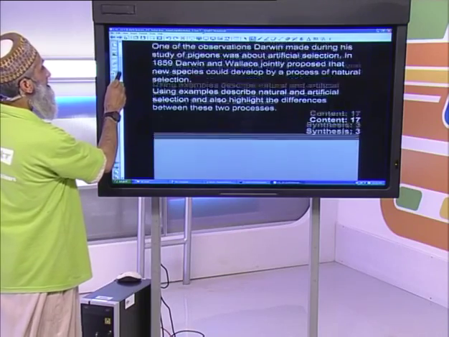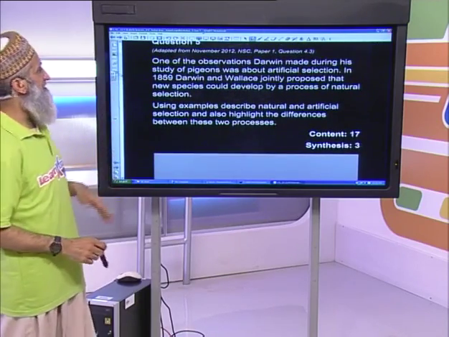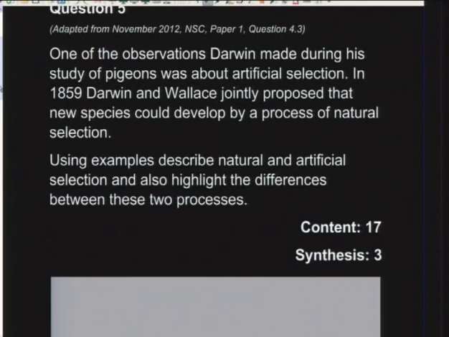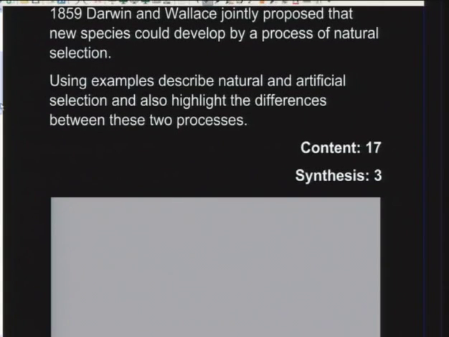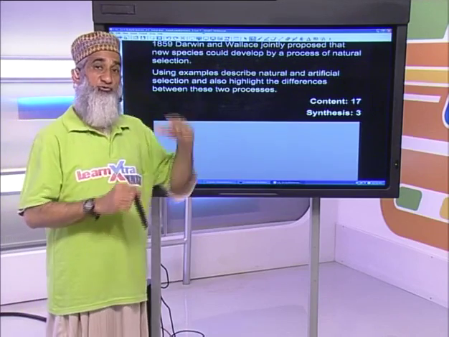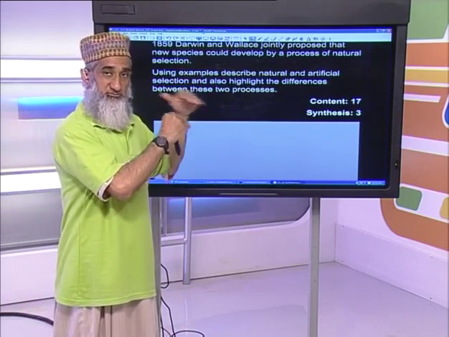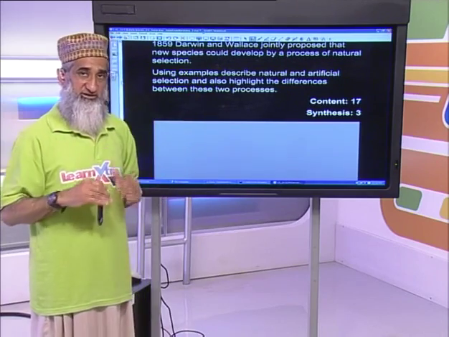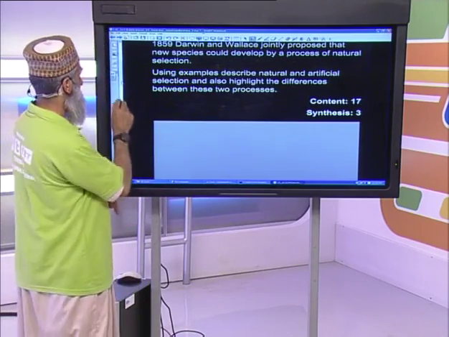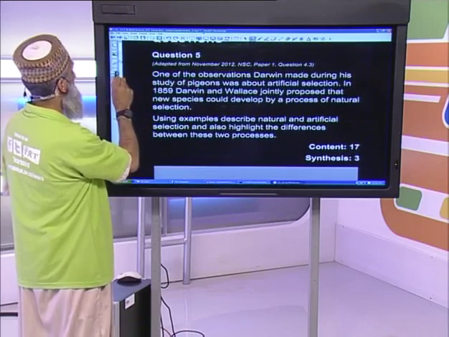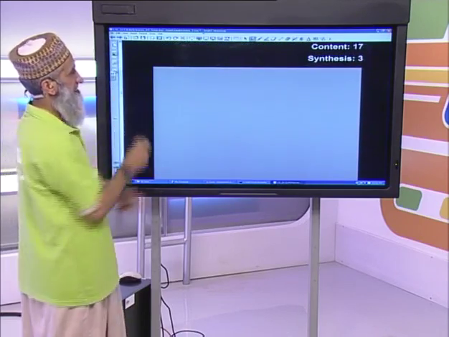Let's move on. One of the observations Darwin made during his study of pigeons was about artificial selection. In 1859, Darwin and Wallace jointly proposed that new species could develop by a process of natural selection. Using examples, describe natural and artificial selection and also highlight the differences between these two processes. Now, I'm not going to go through this entire answer because we've already looked at natural selection, and I've explained to you what artificial selection is. This is the essay question from last year's November 12, paper 1. This is the essay question, 17 and 3.